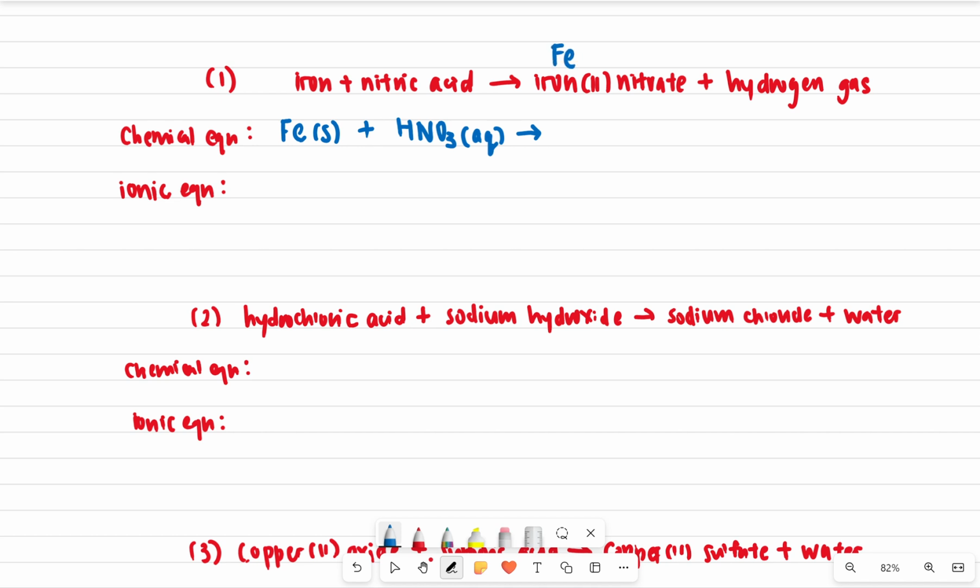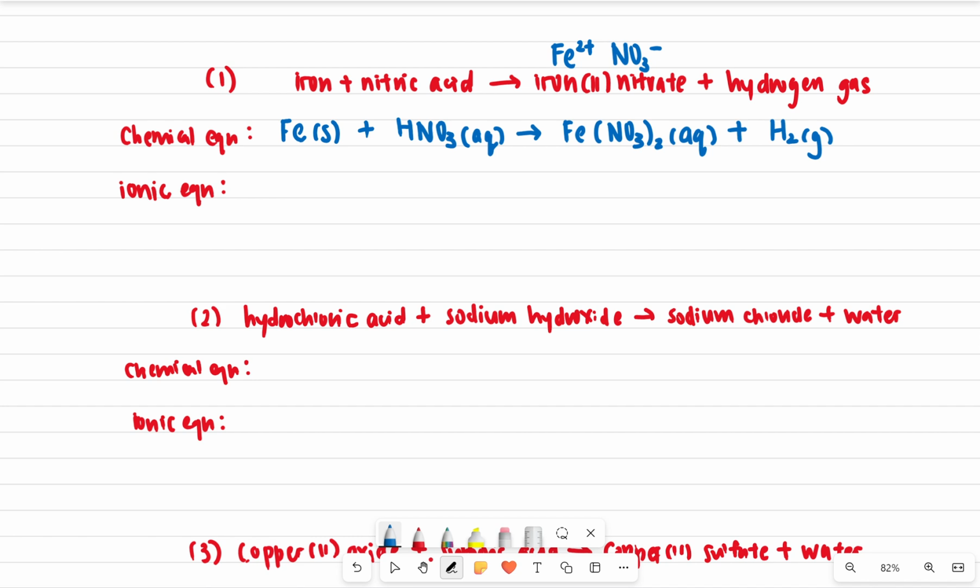So the salt that I'm forming is iron 2 nitrate. Iron 2 ion is Fe2+, nitrate ion is NO3-. So iron 2 nitrate will therefore be Fe(NO3)2, and since all nitrates are soluble, iron 2 nitrate will be in the aqueous state. Plus hydrogen gas, so it's H2 in bracket gas. So this is my chemical equation with state symbols.